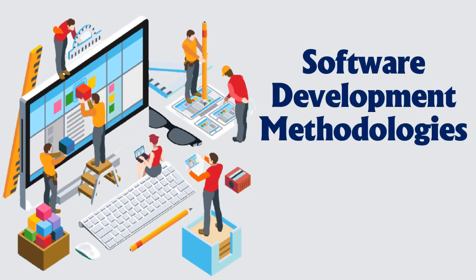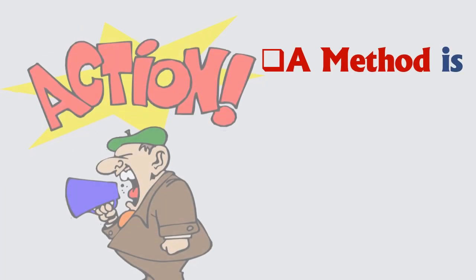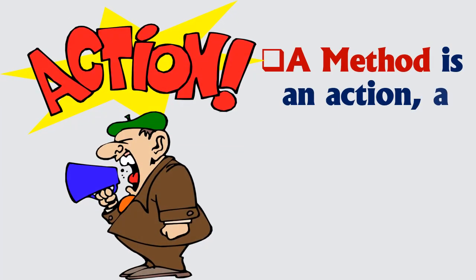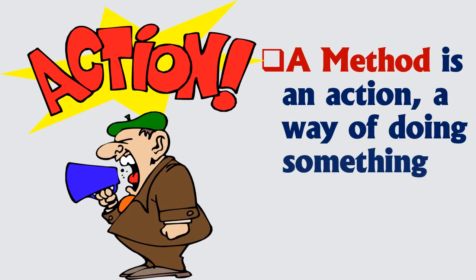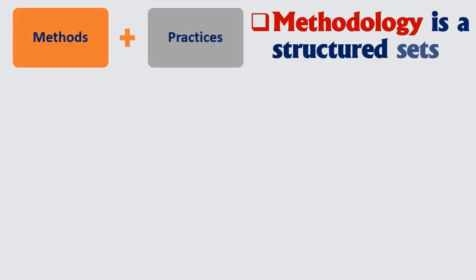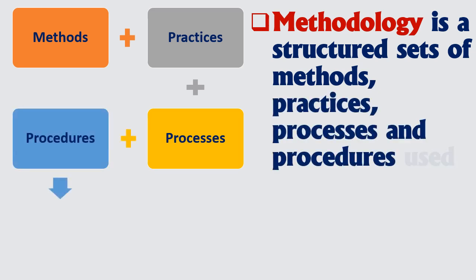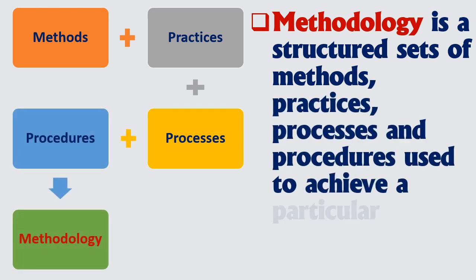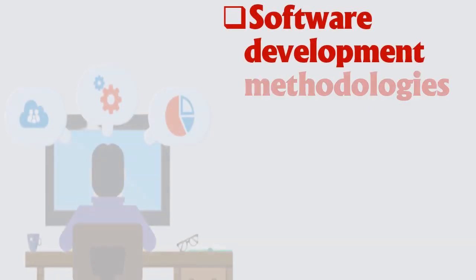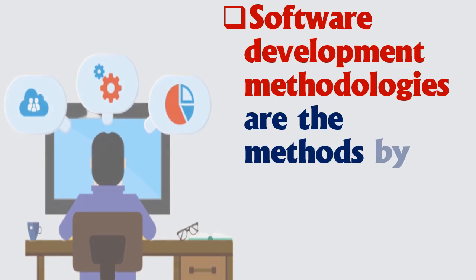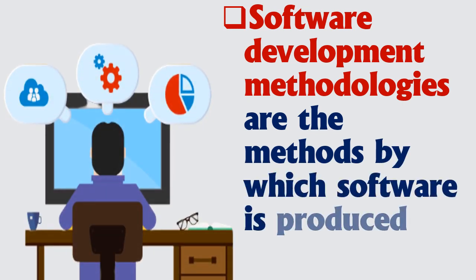Software development methodologies. A method is an action, a way of doing something. Methodology is a structured set of methods, practices, processes, and procedures used to achieve a particular goal. Software development methodologies are the methods by which software is produced.